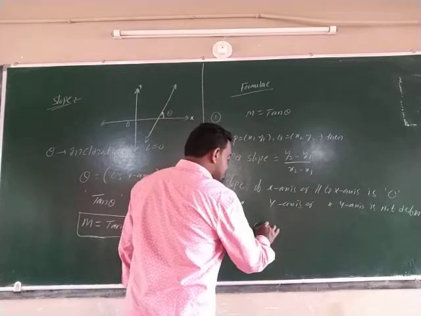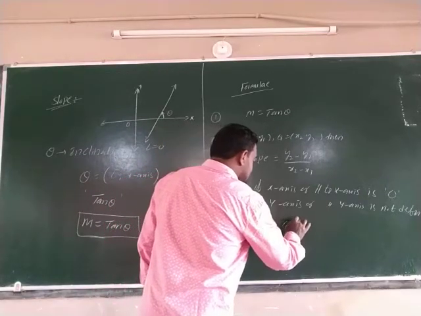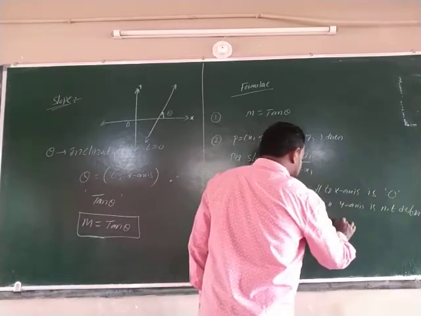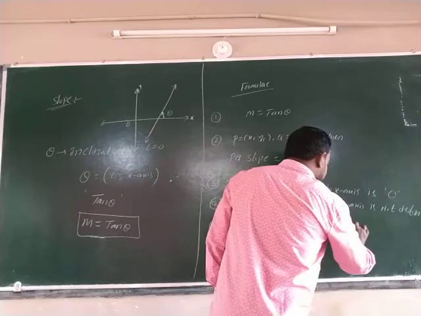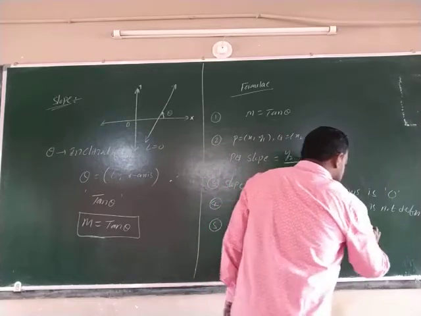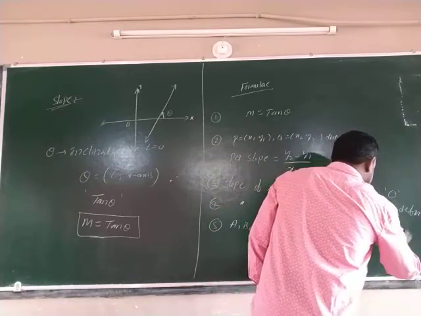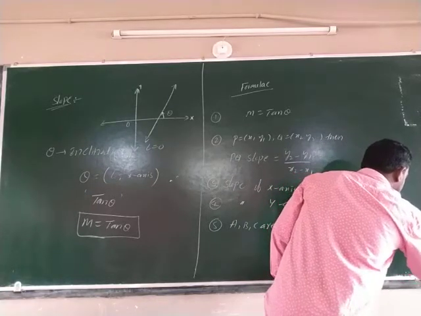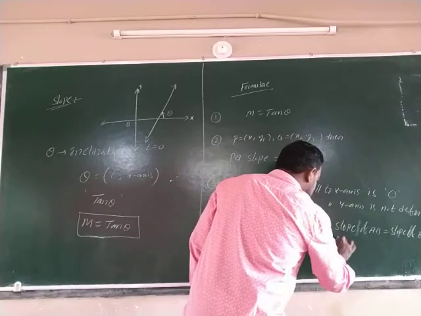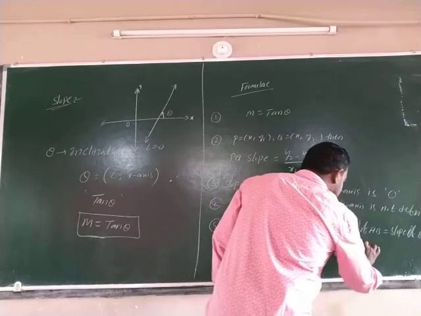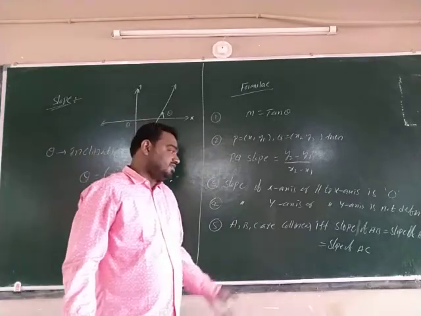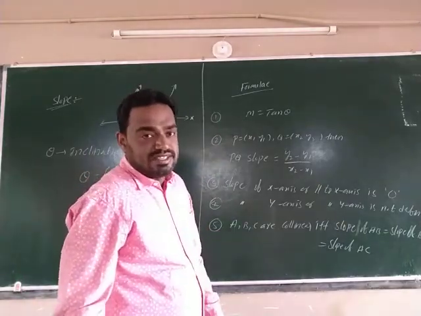Next, fifth one. A, B, C are collinear if and only if the slope of AB is equal to the slope of BC is equal to the slope of AC.